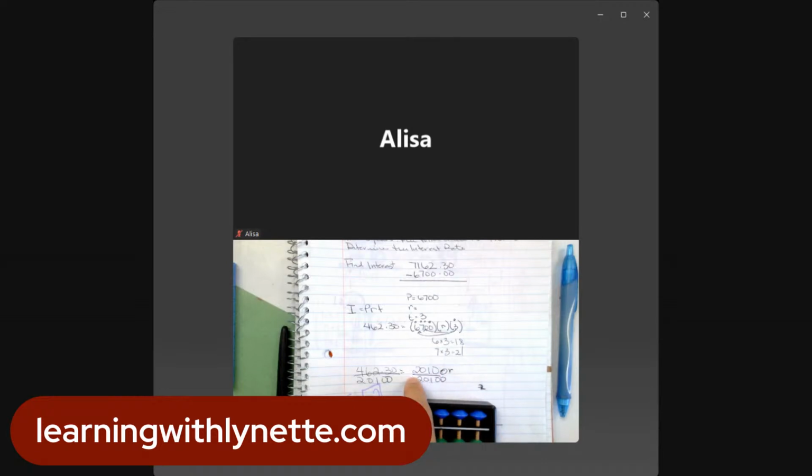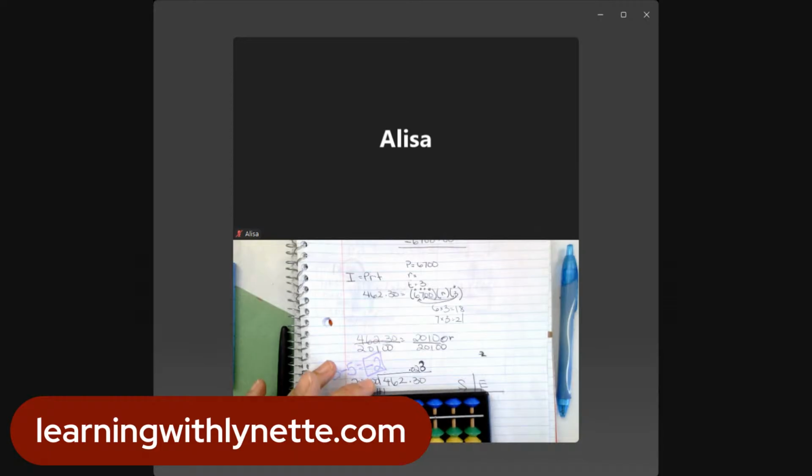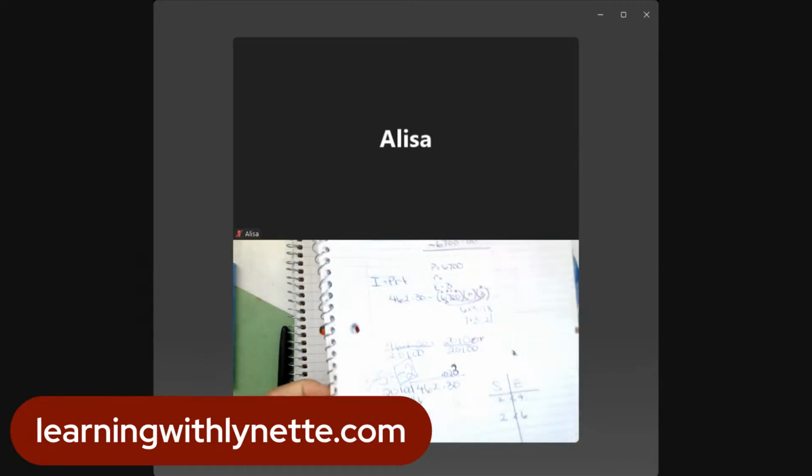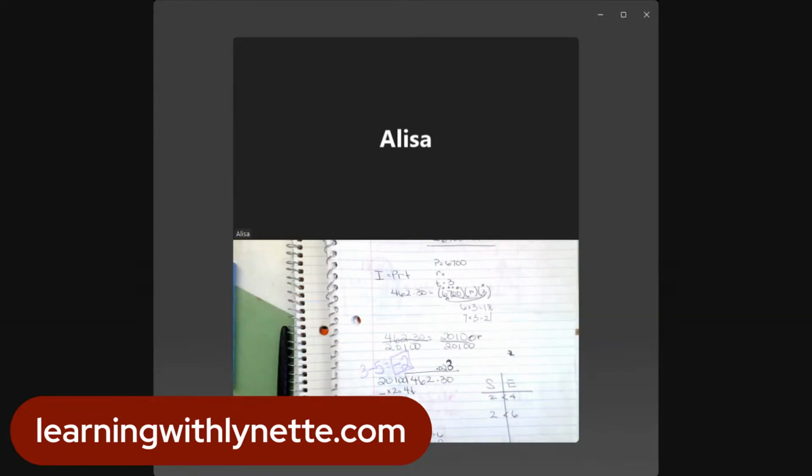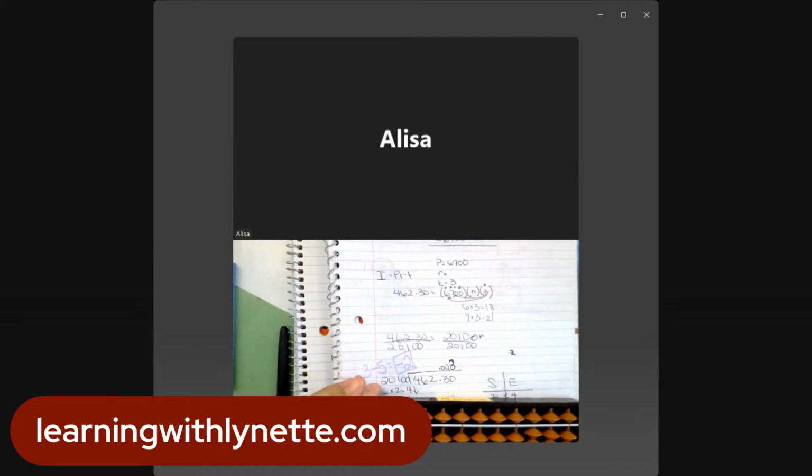To isolate the R, we need to divide 20,100 by 462.30. When we work it out, the division comes out to 0.03223. But it's the concept. Oh, I would have to change it for this one. Okay, so we can do a little bit of division.